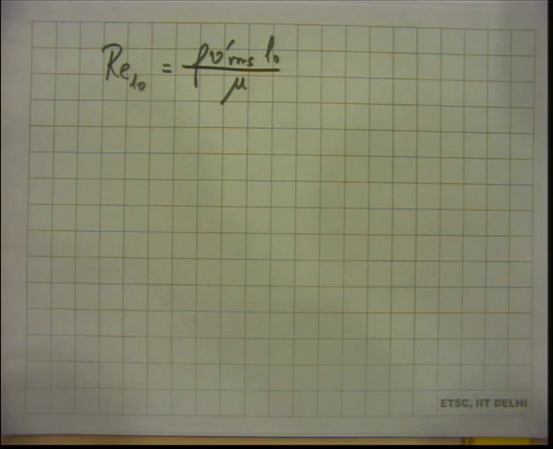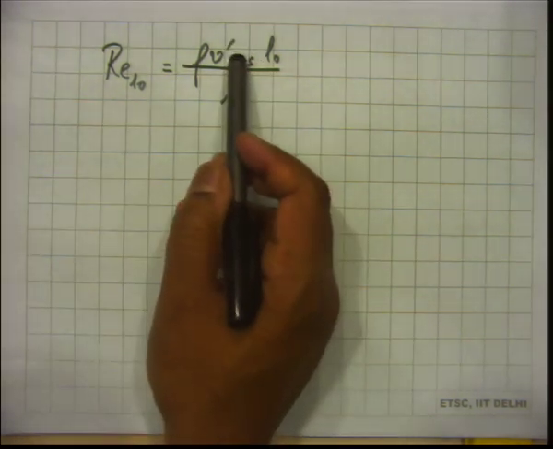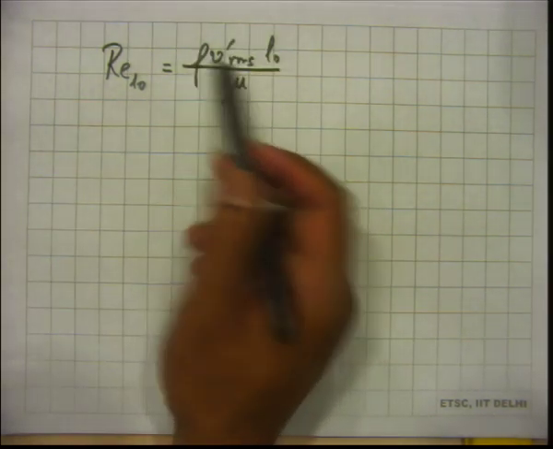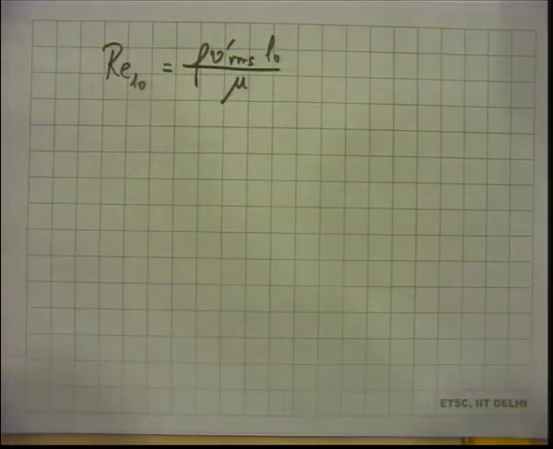We call it turbulence Reynolds number. Don't forget the S in Reynolds. Okay, it's not Reynolds, it's Reynolds. So turbulence Reynolds number, I just wrote it yesterday in the form of V prime RMS L0 divided by nu. So it's the same thing, right?